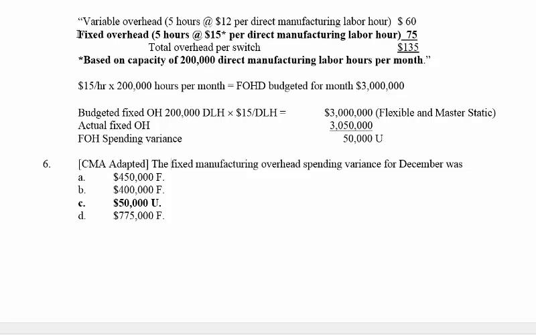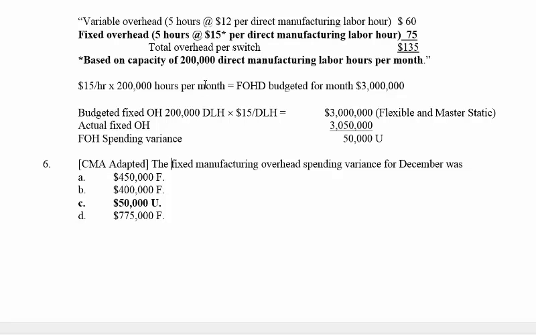Here they gave us fixed overhead, 5 hours allowed per unit based on so many units per year. They calculated out $15 per direct manufacturing labor hour. Total that out, they expected to spend $75 per unit produced. Now, they based this on capacity of 200,000 direct manufacturing labor hours per month.